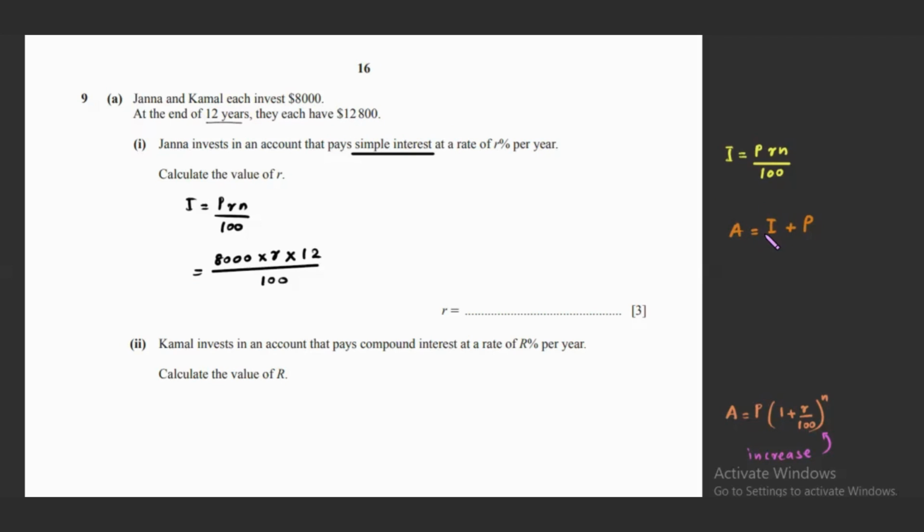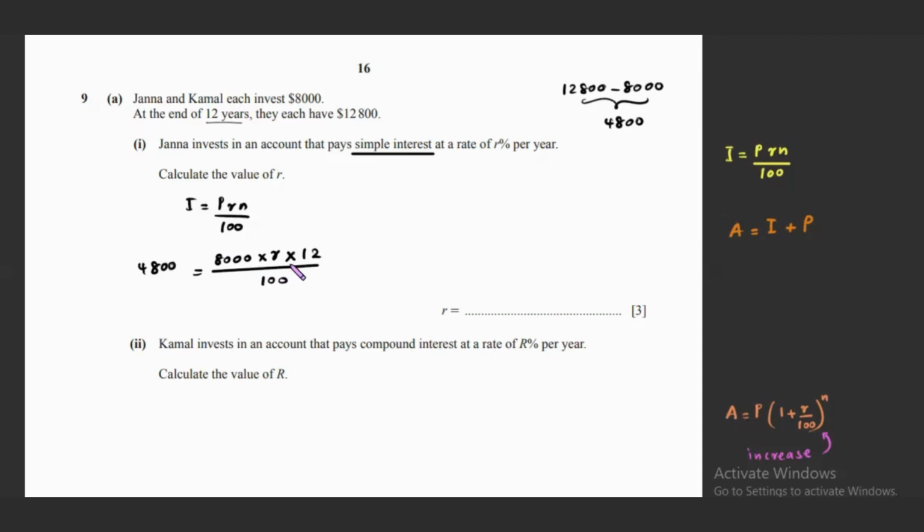So for me to calculate the interest from the total amount, I need to deduct the principal amount, that is the amount that was invested. So from this 12,800, I am going to deduct 8,000 to calculate the interest. So when I find the difference there, that will be the interest, which is 4,800. I'm going to substitute this 4,800 here.